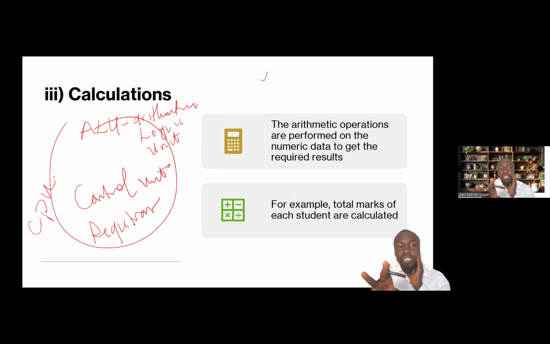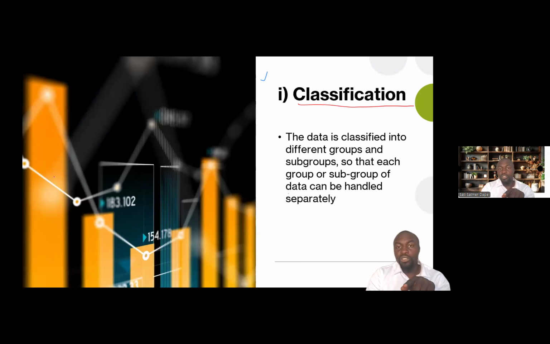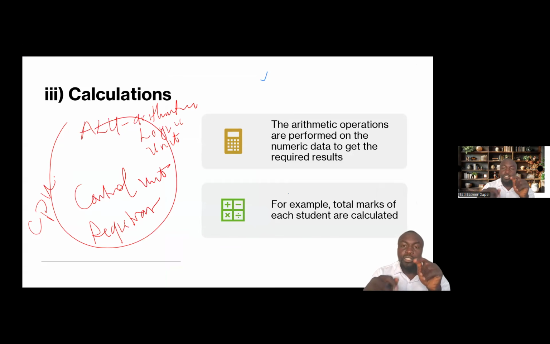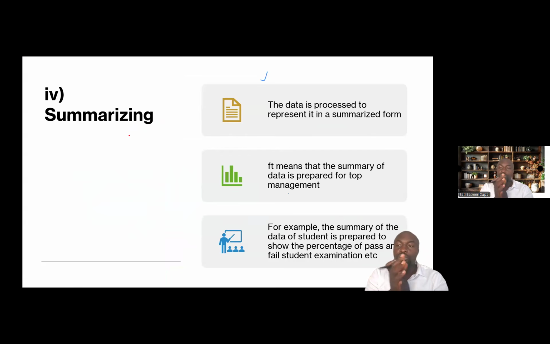Now, in the processing aspect, we have looked at what it's going to do. First, classification. Is that not so? After classification, it stores. After storing, it does the calculation. And mostly this calculation is related to the ALU, the arithmetic and logic unit. Then after the calculation, it does summarizing. The data is processed to represent it in a summarized form. So that's the 4 stages of processing.